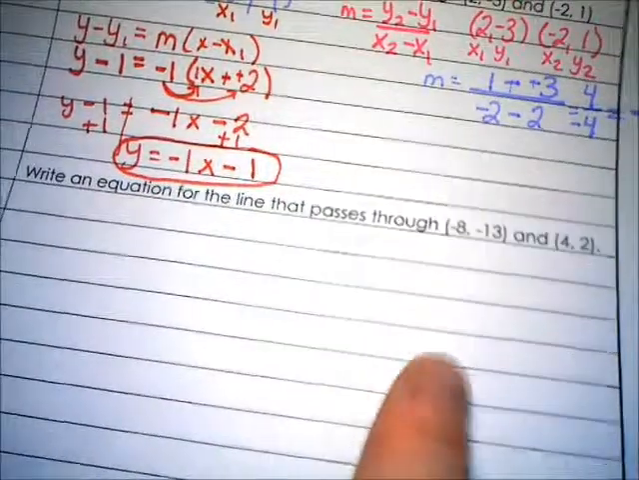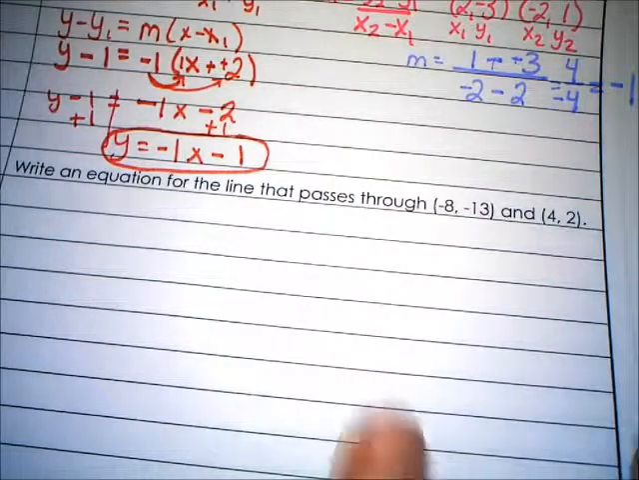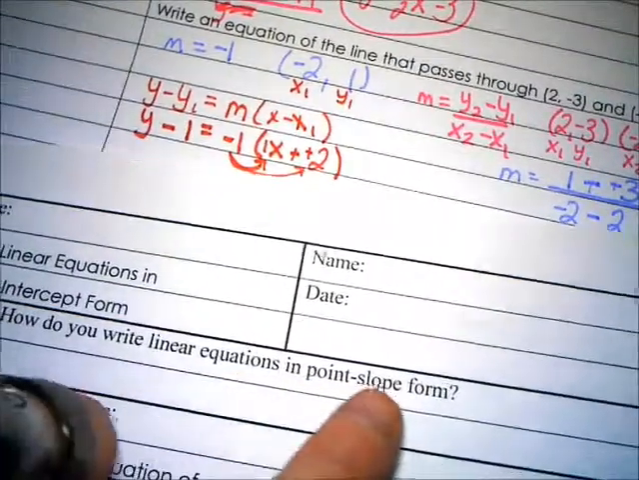Okay, I'm going to leave this one for you to do as well and see if you can come out with your answer for that problem. I want you to answer your summary. That was your essential question. How do you write linear equations in point-slope form?